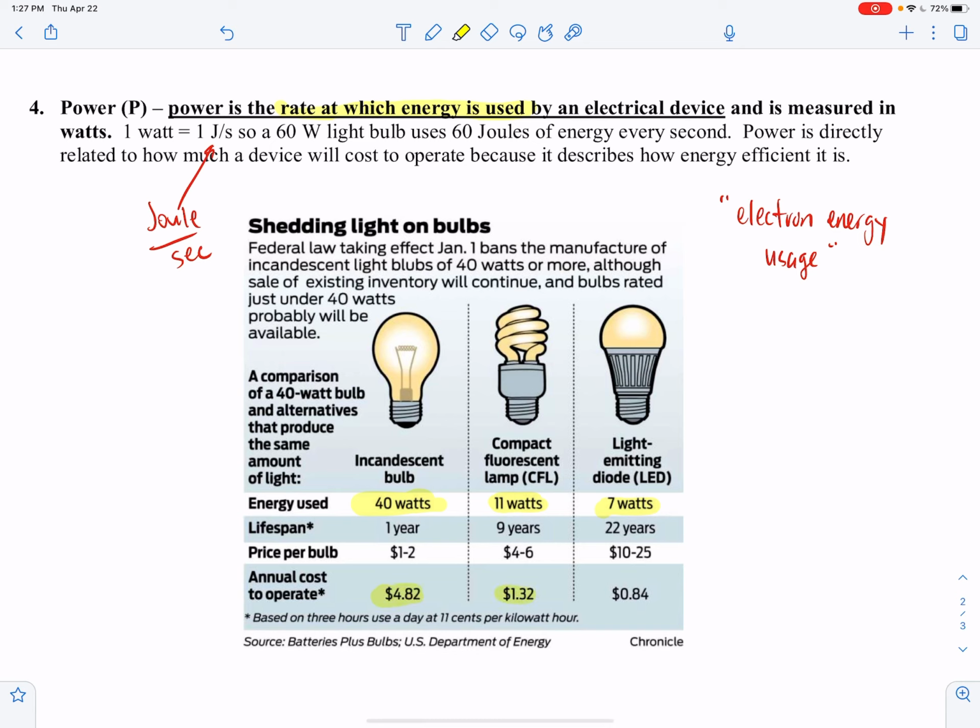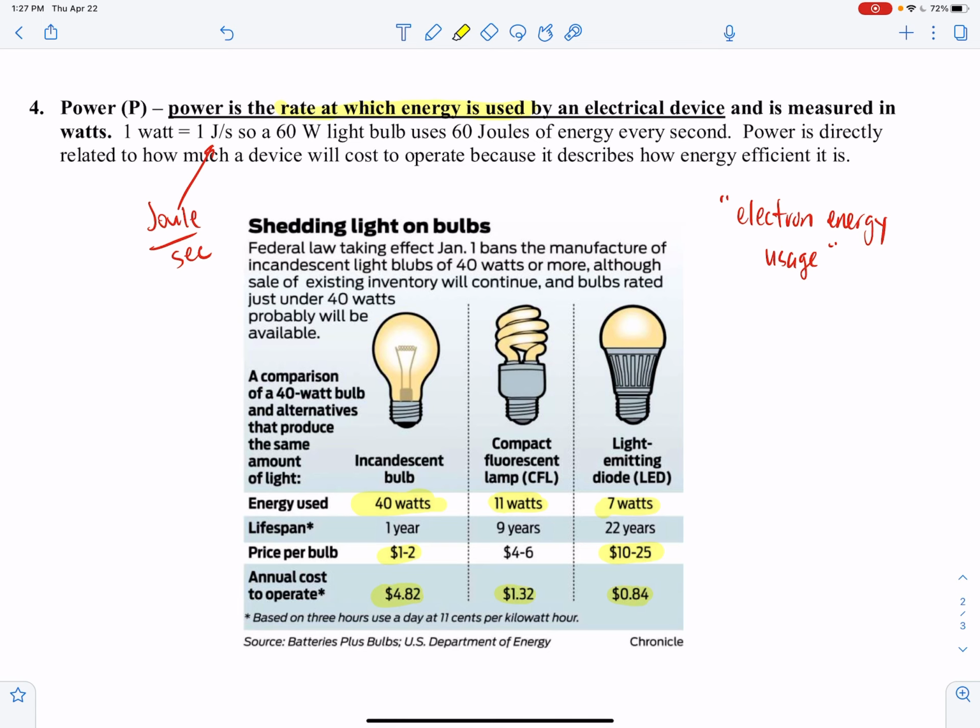As a result, this one is going to cost $4.82 a year to run. This one will cost $1.32. This one will only cost 84 cents per year to run. Okay, so the more energy efficient the light is, the cheaper it will be to operate. However, you'll notice that these bulbs are also quite a bit more expensive, 10 to 25 bucks per bulb, as opposed to only $1 to $2 per bulb.